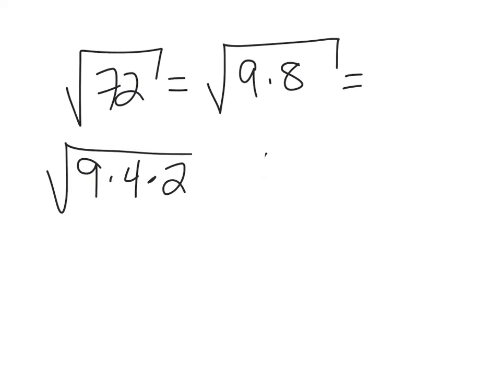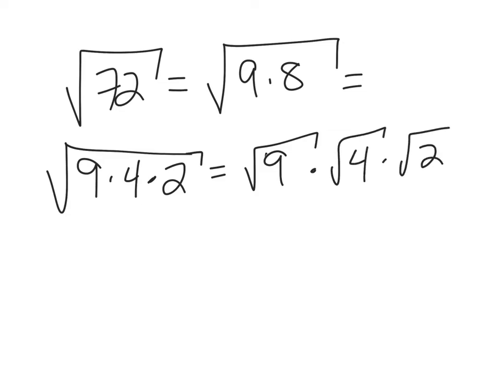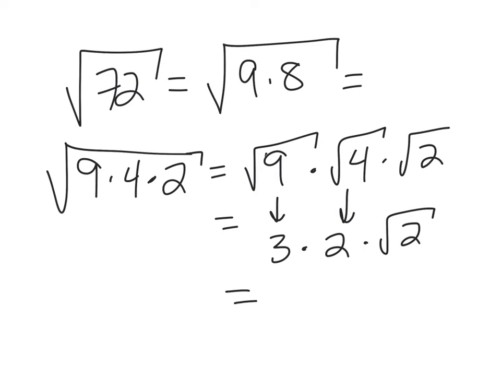I got a little crazy there. There we go. Then I'm going to split it up by my property of multiplication: square root of 9 times square root of 4 times the square root of 2. The square root of 9 is 3. The square root of 4 is 2. The square root of 2 stays inside. So I have 6 square roots of 2.